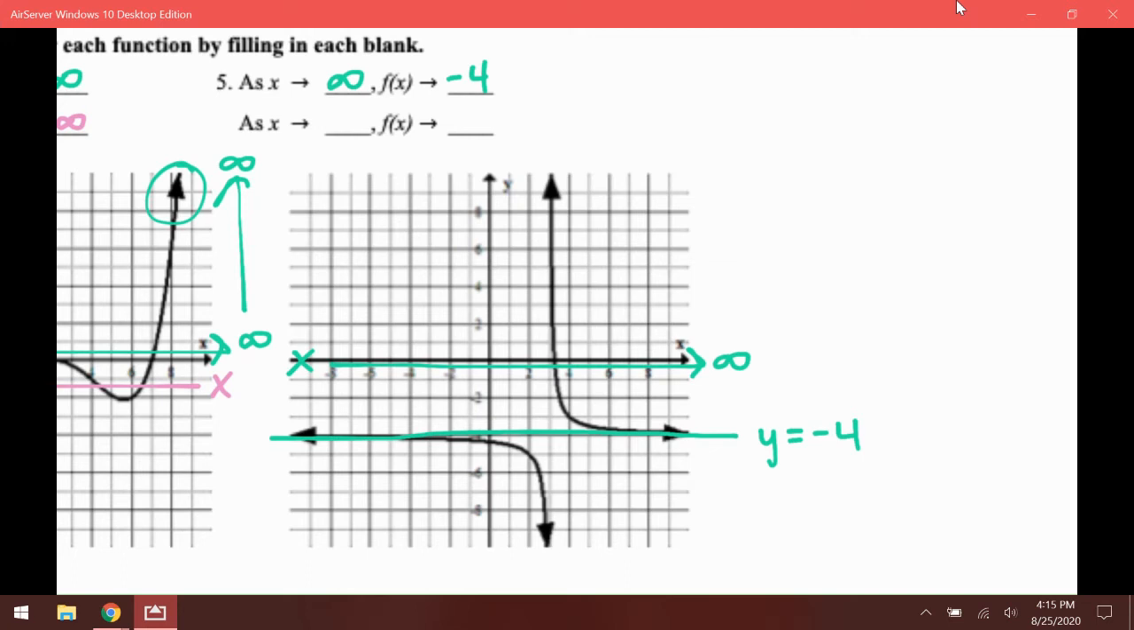Okay, so now let's go the other direction. As x approaches negative infinity, well, my y values are still approaching -4. They're still both hitting at this line right here, okay? Because they're going in opposite directions, but they're both going right here at -4. So it's still negative infinity approaching -4. Okay.